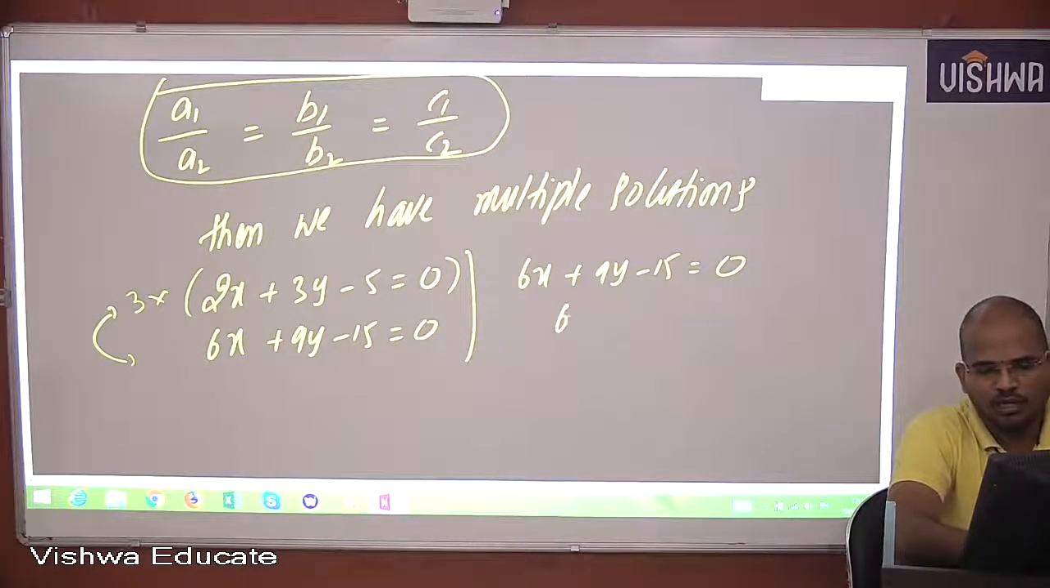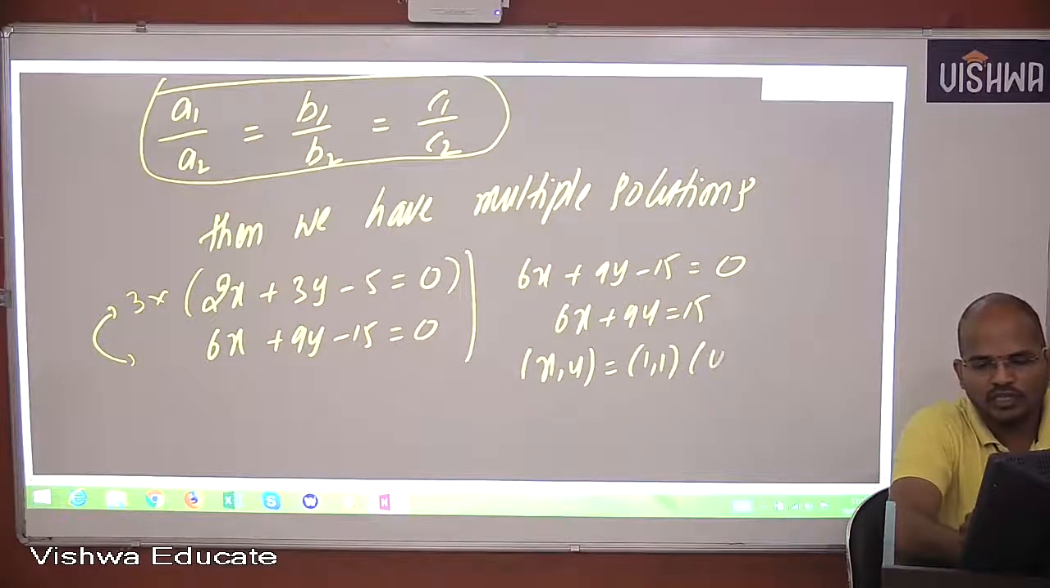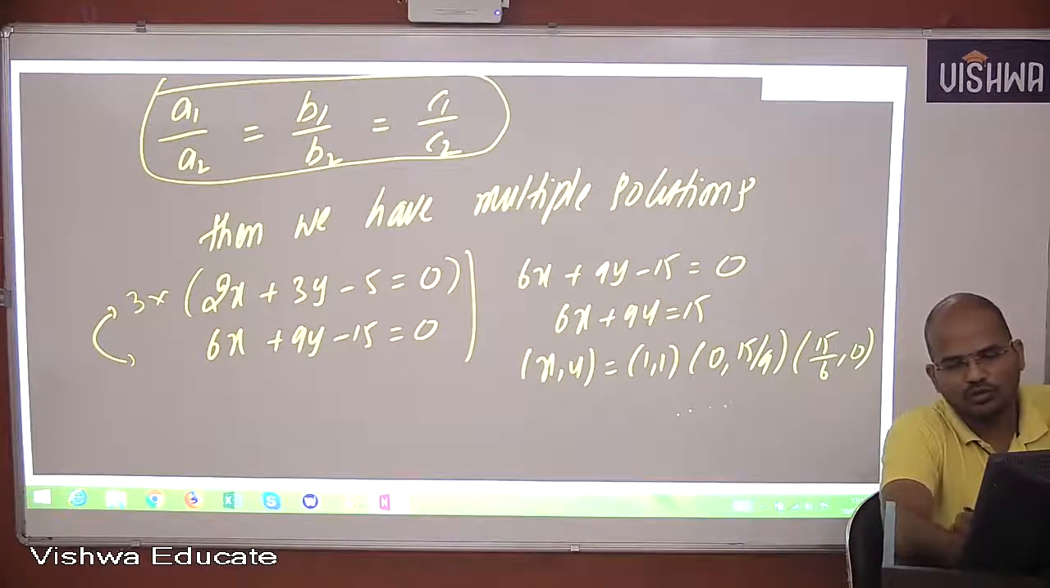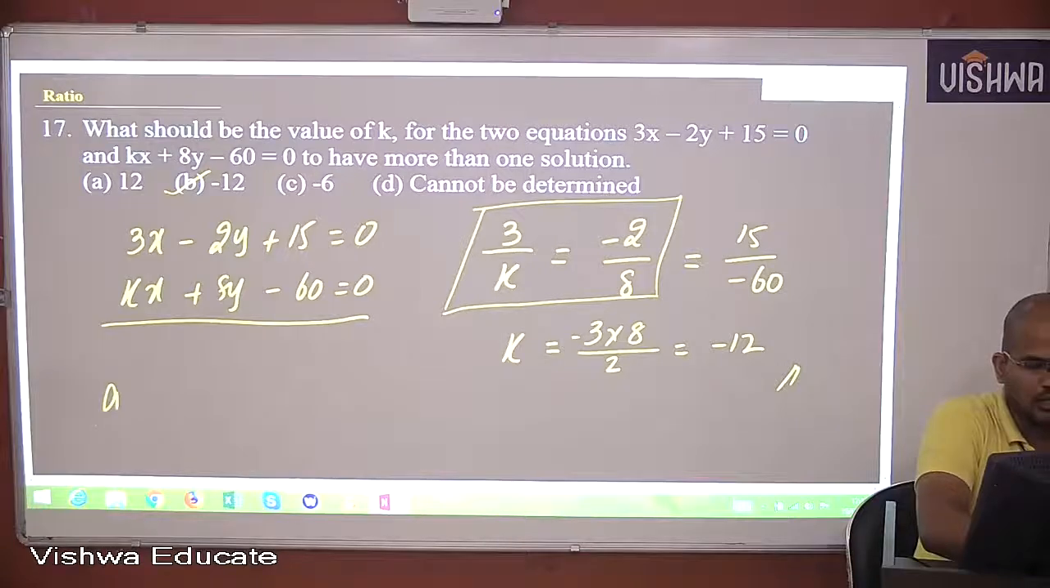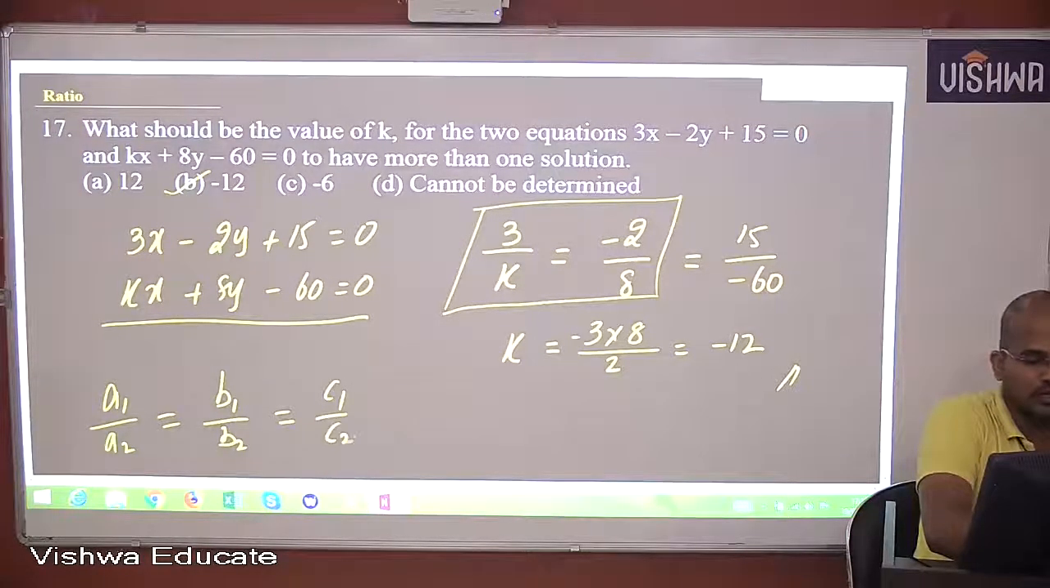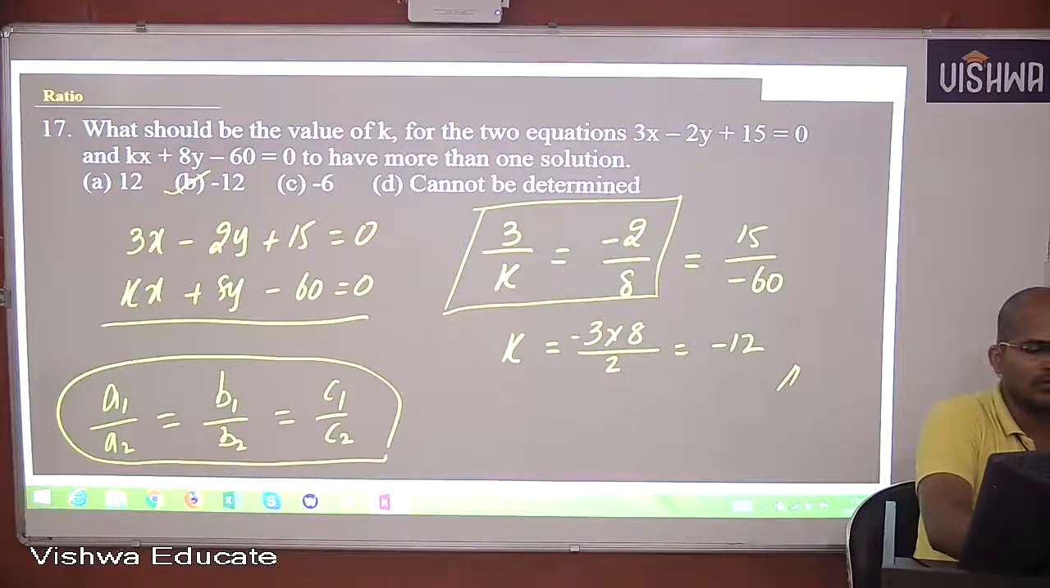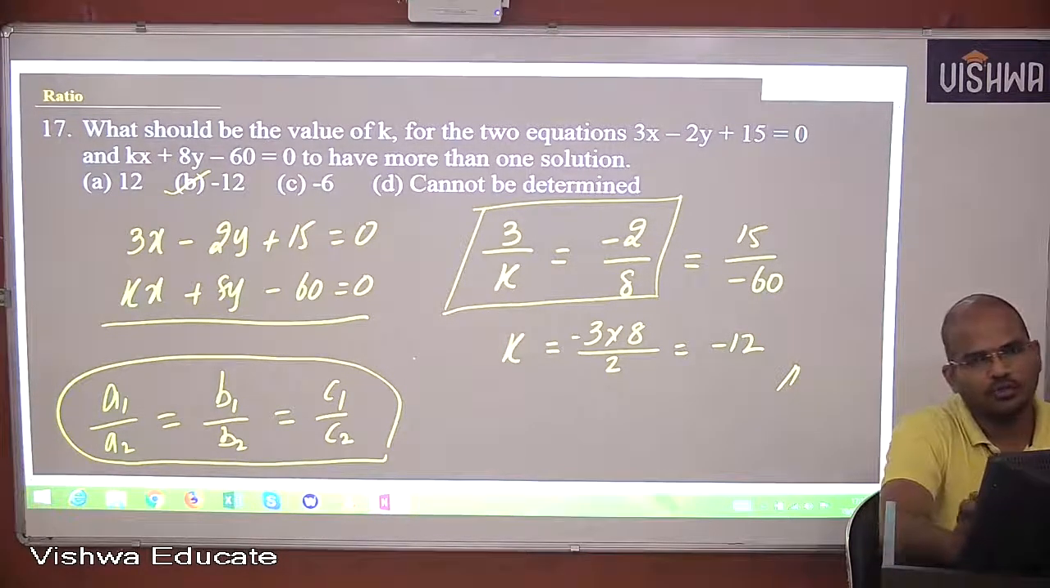For example, now this can be 6x plus 9y is 15. So x, y can be 1, 1. If x is 0, y is 15 by 9. If y is 0, x is 15 by 6. It goes on. Okay, so that is how we solve this problem. The value of k is minus 12. The logic is a1 by a2 should be equal to b1 by b2 should be equal to c1 by c2. Keep this in mind. If they are equal, the problem is solved.